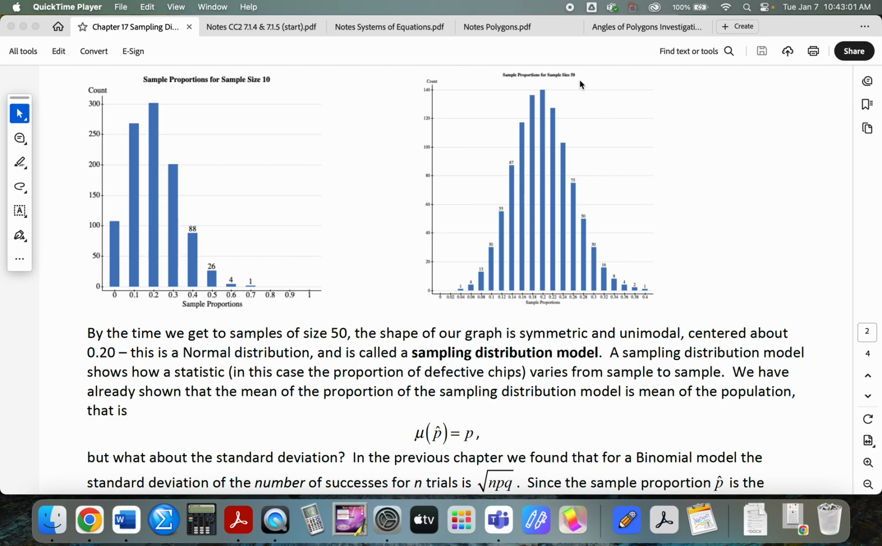Can you explain the sample size again? That's how many you're taking in your random sample. So it would be 1,000. Out of the 1,000, I'm choosing 10. And I'm doing that over and over and over again.